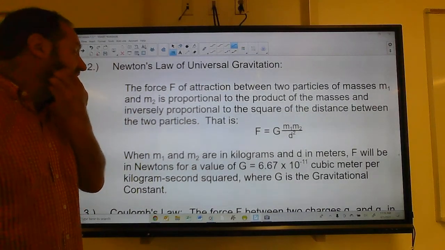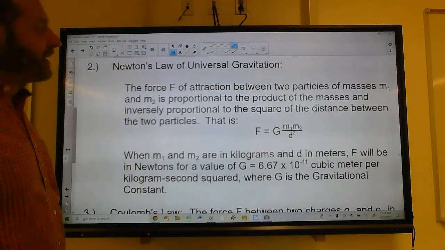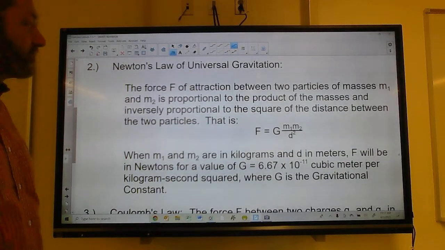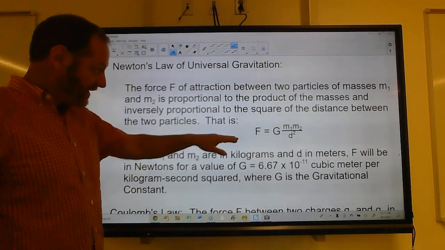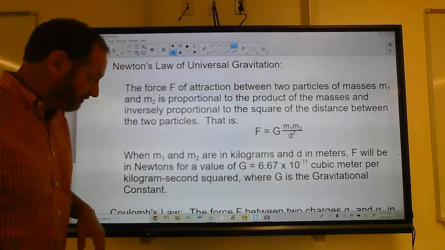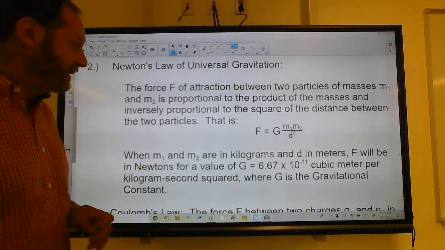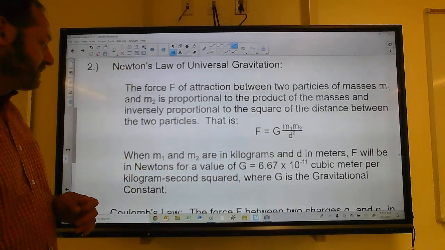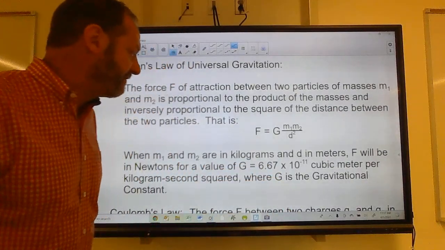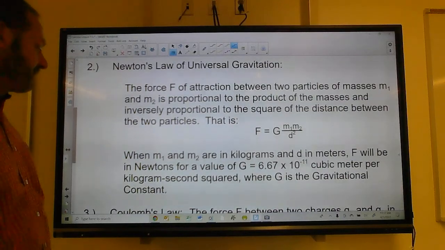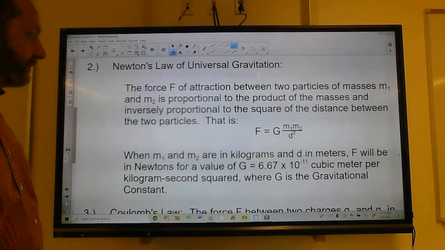The force F of attraction between two particles of masses m1 and m2 is proportional to the product of the masses and inversely proportional to the square of the distance between the two particles. So that is F equals G times m1 times m2 divided by d squared. m1 and m2 are in kilograms and d is in meters. F is in newtons for a value of G equals 6.67 times 10 to the negative 11 power cubic centimeters per kilogram second squared. Okay, so G is the gravitational constant.